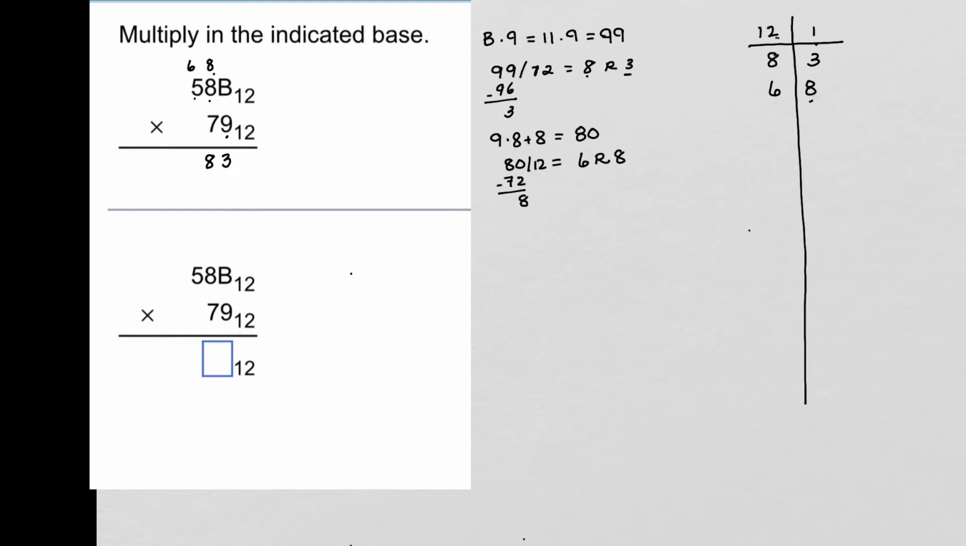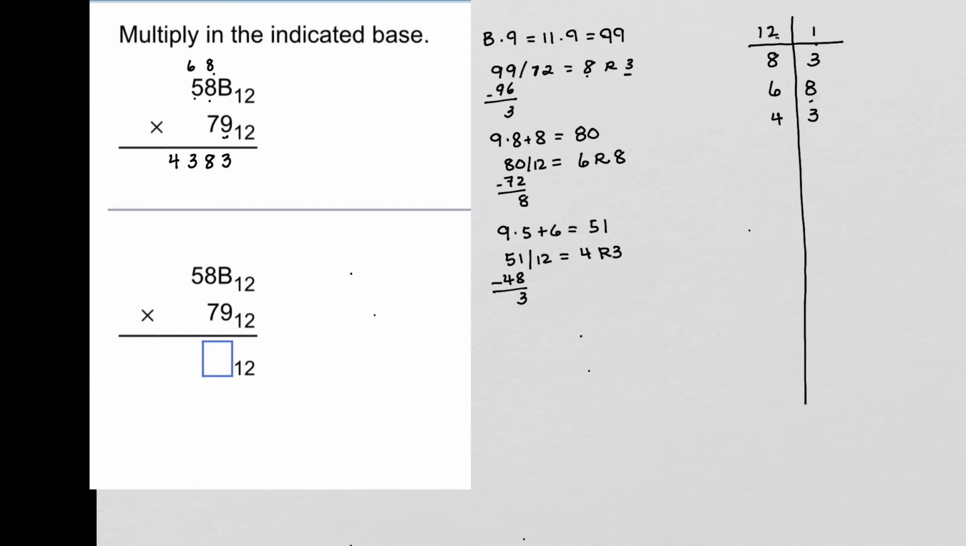So now I'm going to do 9 times 5 and then add the 6. And let's see, that turns out to be 51. And if I divide the 51 by 12, then I get 4. 4 times 12 is 48. And I have a remainder of 3. So 3 for the ones place, 4 for the 12's place. So I put the 3, carry the 4 over. Since we're at the end, we're just going to bring that down.